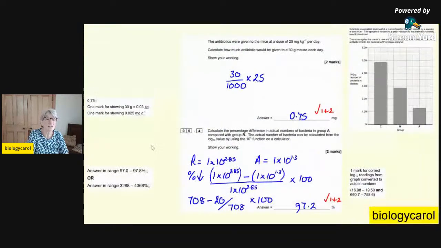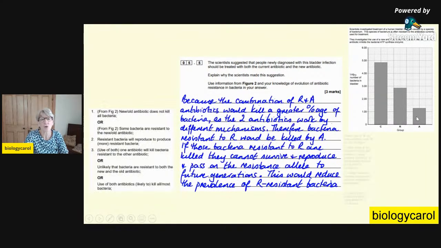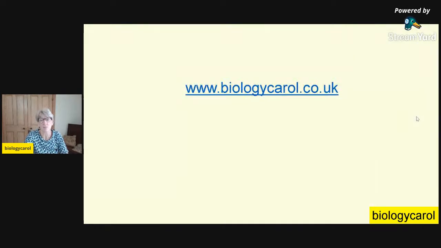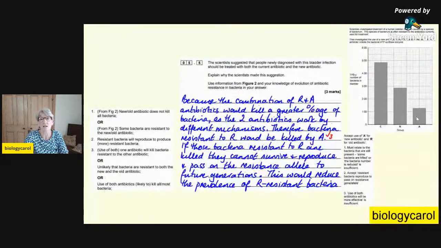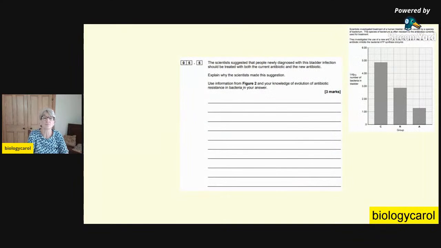Notice, just to say, notice in the mark scheme, if you had worked out the percentage increase, in other words, the difference, and then in comparison to the original lower value, you would have also got the right answer. It was allowed for in the mark scheme. Sorry, just realised I got that a bit wrong.